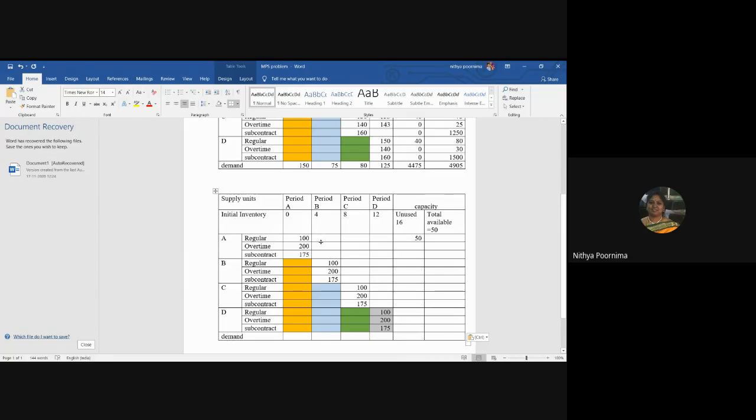So what is the carrying cost that is being given to us? 5 rupees. So next for period B it will become 105. For period C it will become 110. For period D it will become 115. Any doubts here? I'm just going to add the carrying cost to this cost which they have given us.